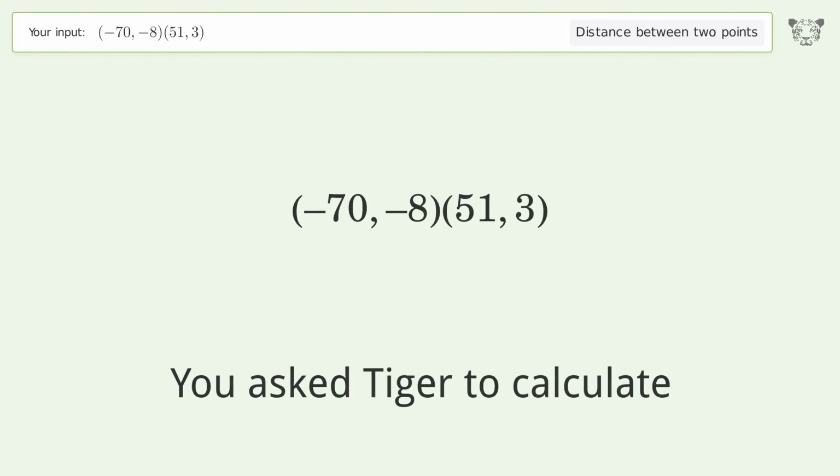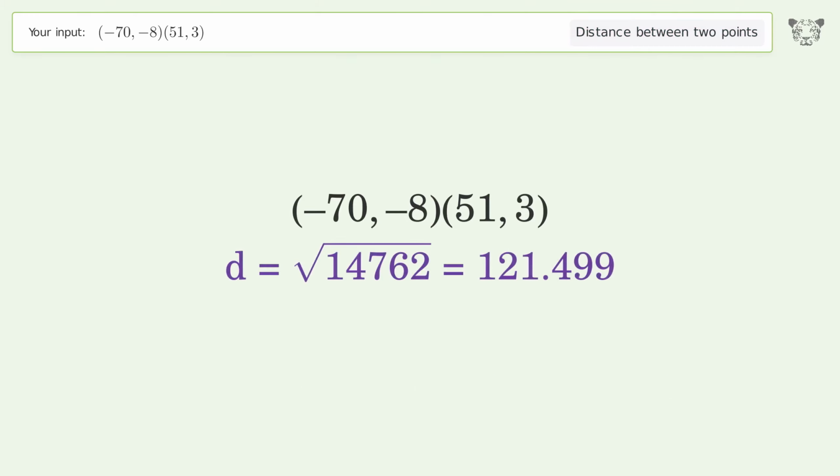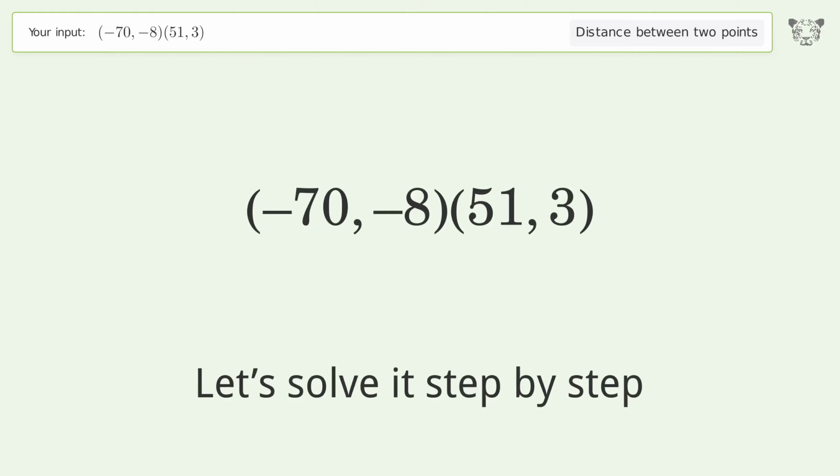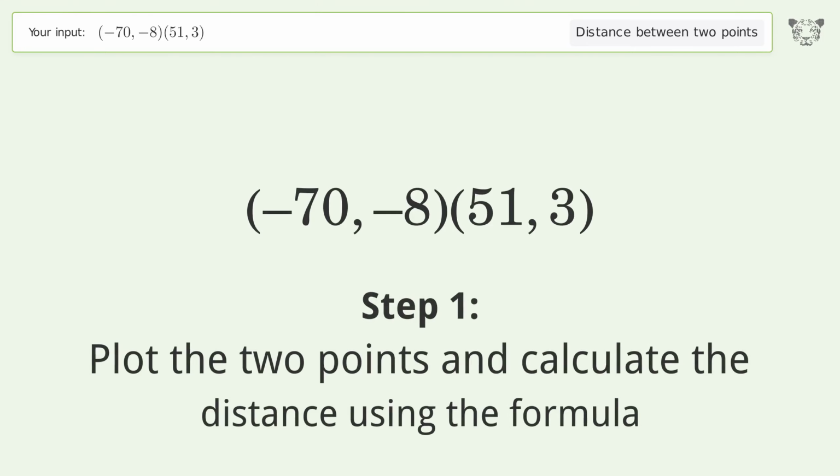You ask Tiger to calculate. This deals with the distance between 2 points. The distance between the 2 points is the square root of 14,762, or 121.499. Let's solve it step by step. Plot the 2 points and calculate the distance using the formula.